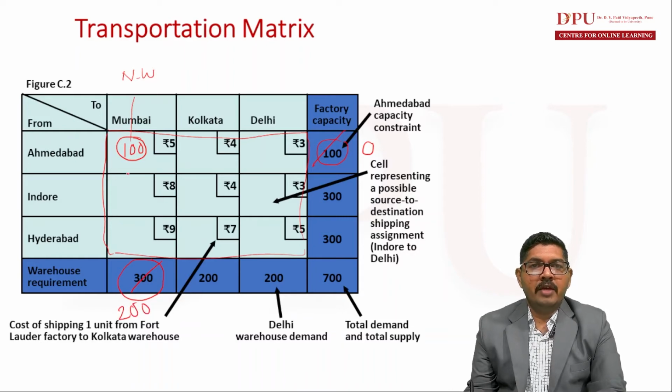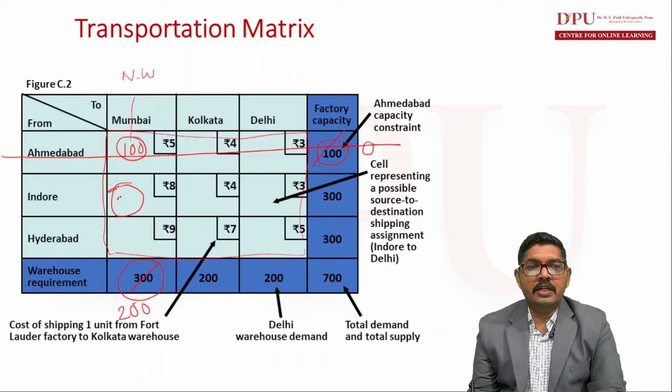As the Ahmedabad plant's capacity has been exhausted, we have already shipped whatever 100 units the Ahmedabad factory has produced, so we can eliminate the Ahmedabad row from the matrix like this. Now the next northwest corner is this one. The capacity of the Indore plant is 300 and the demand at the Mumbai warehouse is 200. So what is the maximum quantity that we can ship from Indore to Mumbai?